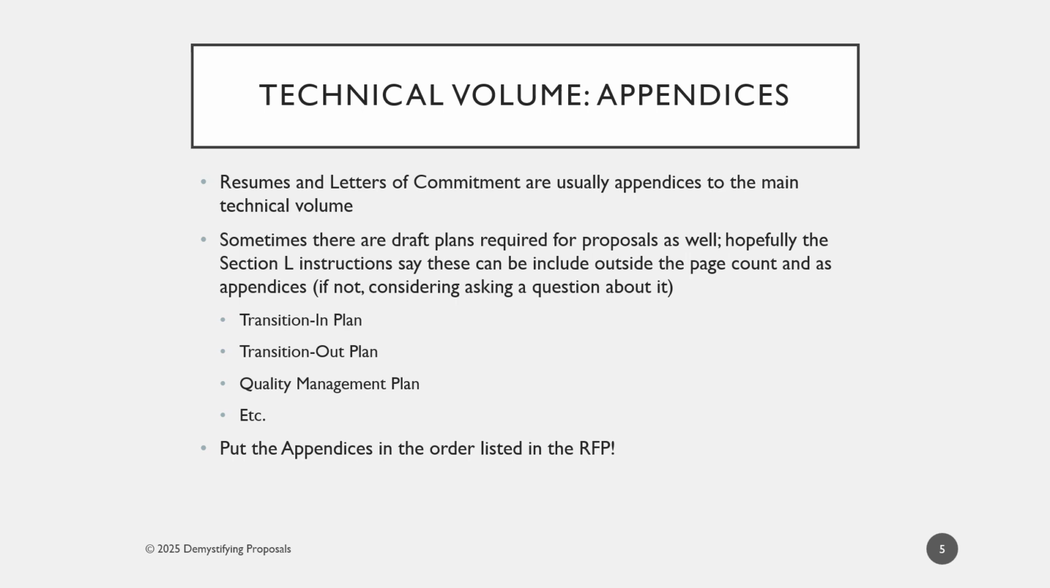Again, put the appendices in the same order as listed in the RFP. So it might be Appendix A is your transition in plan, Appendix B is your transition out plan, but make sure that everything is really clear. Again, use those brackets in the headers, make it really super easy for the evaluators.